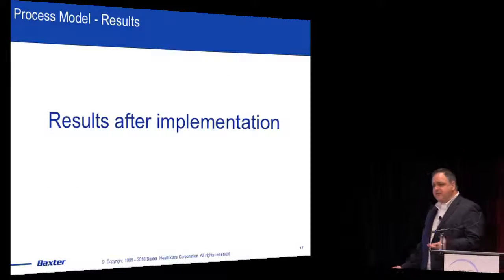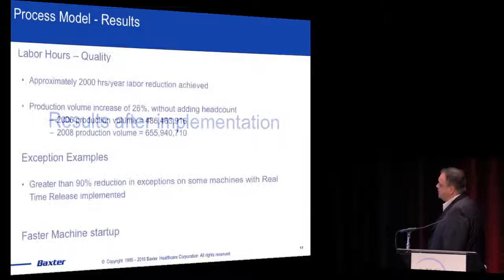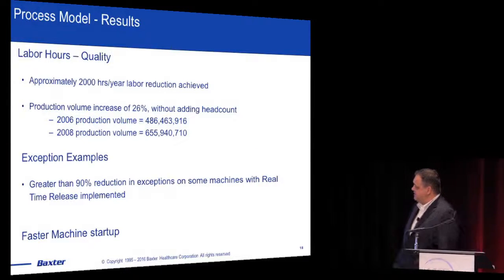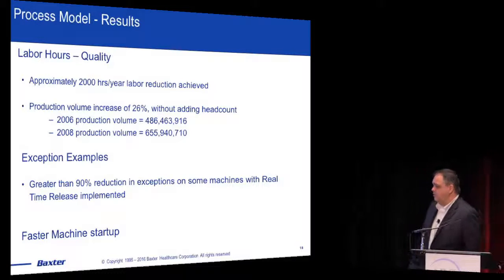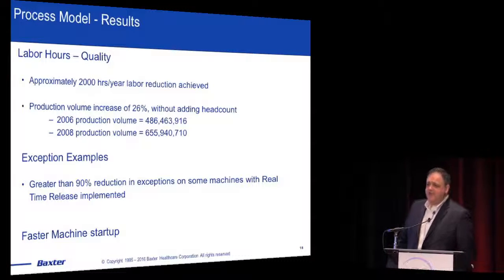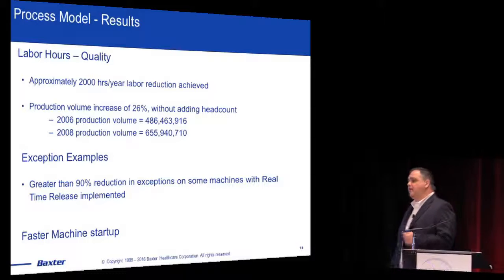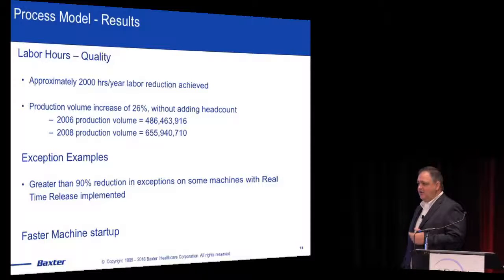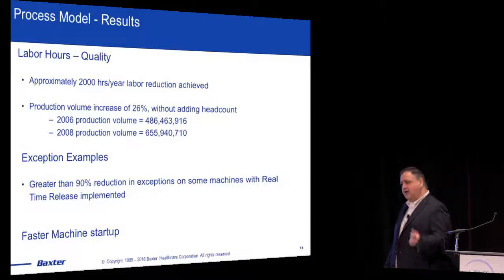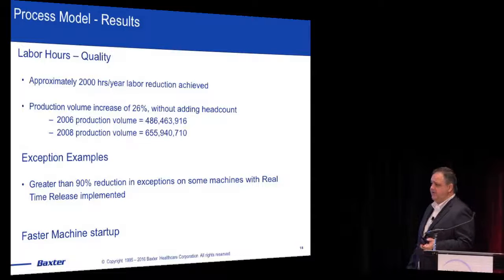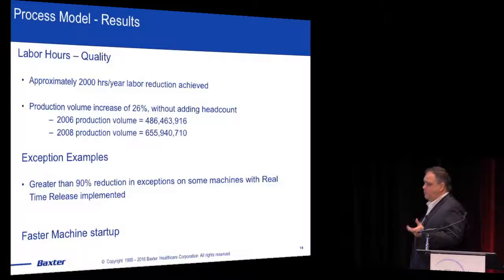So what kind of benefit did we see from this? Initially, when we put these things in, we saved about 2,000 hours a year in labor just by going to parametric release. I have enough confidence in my overall process capability that I no longer need to go measure components, because I'm predicting my component quality off of my parameters as opposed to spending time and effort to physically measure a dimension.